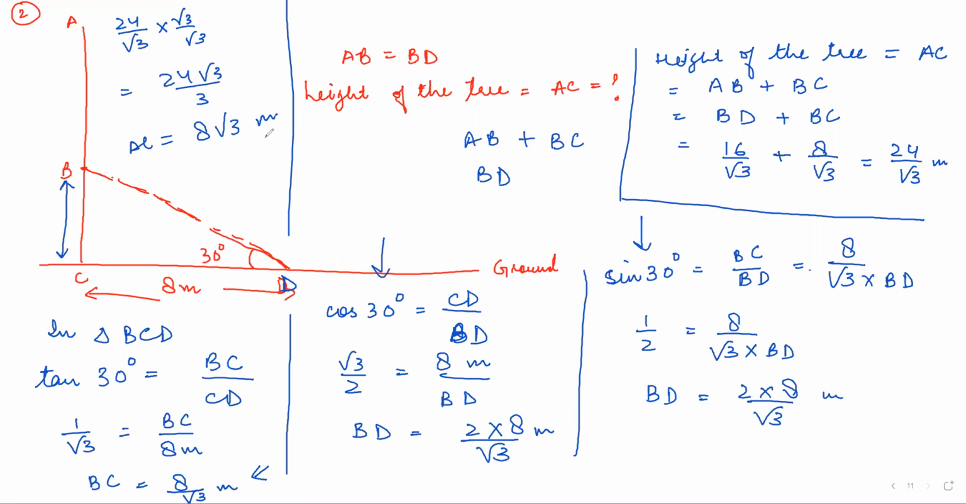Sometimes in a question, the value of under root 3 is given. So if the value is given in the question, you can put the value of under root 3 and then multiply it. So under root 3 is actually 1.732, right? That's the value of under root 3. So if it is mentioned in the question, then you multiply it and then find the answer.